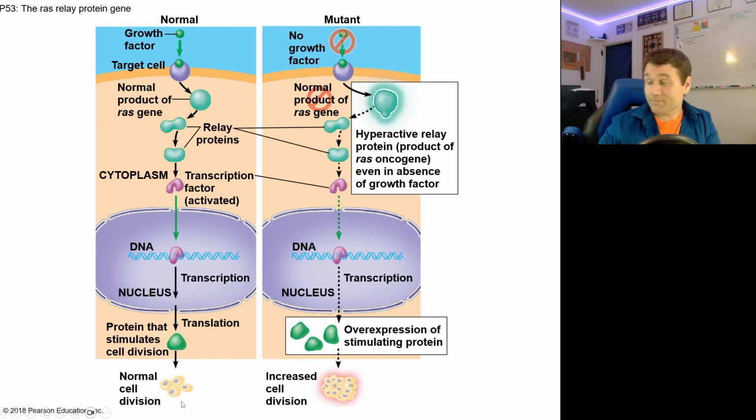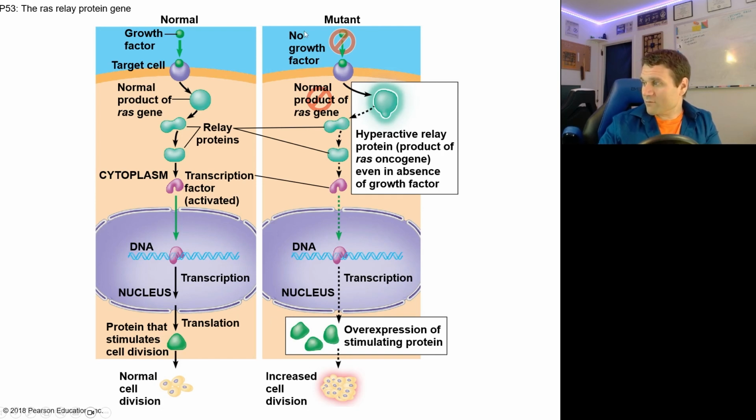creating normal cell division here, right? So this is a situation where cells next to the cell that we're looking at are saying, hey, you need to divide more, all right? And it says, okay, I will divide more, and this is the process by which that division will be triggered.